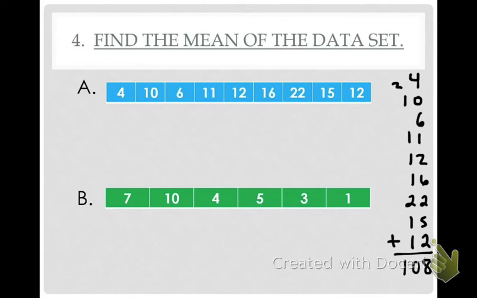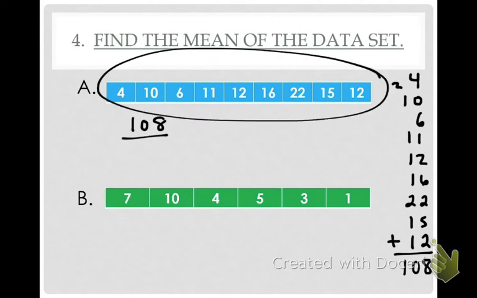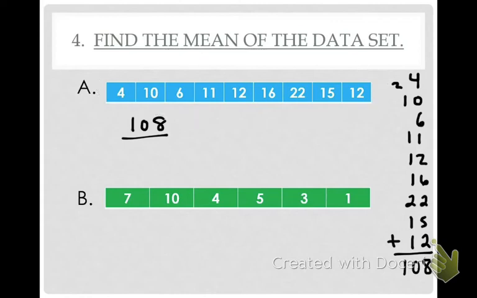108. No, it did not say please add everything for me. Instead, it asked us for the mean. So now what do I need to do with that 108? Divide it by how many numbers were in my data set. How many numbers are there? 9 of them. What's 108 divided by 9? 12. So the average of all those numbers was 12.